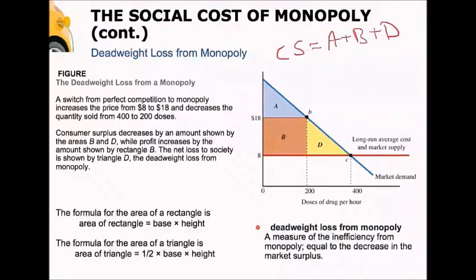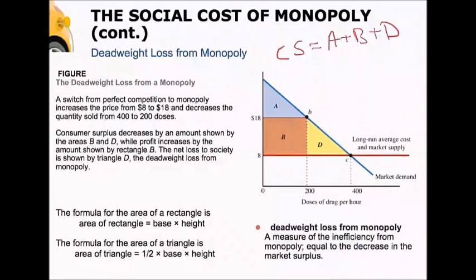Now, what about B? Well, B is going to be profits for the firm. So the profits for the monopolist have increased up to the equal to the area B here. So instead of consumer surplus, now it's producer surplus. However, we do have a deadweight loss, or a loss in overall surplus for the monopolist compared to perfect competition, and that's the area of this triangle here, D. It's a measure of the inefficiency of monopoly.